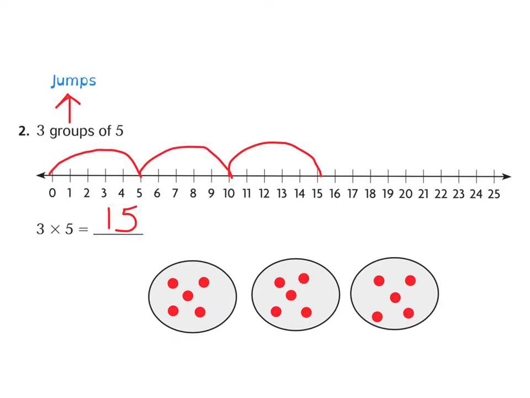If all else fails and you're not sure if you drew the lines correctly on the number line, check with your equal groups. 3 groups with 5 in each group equals 15.